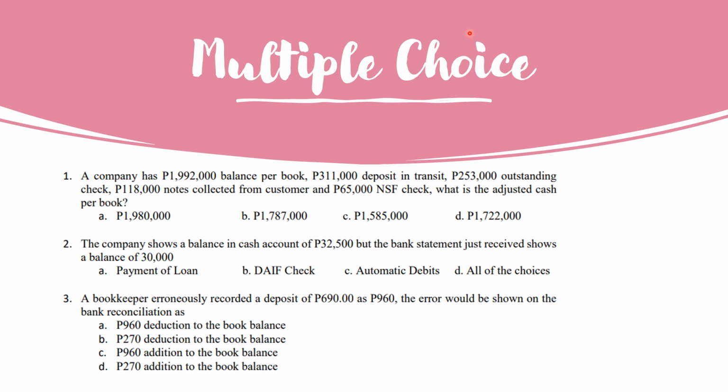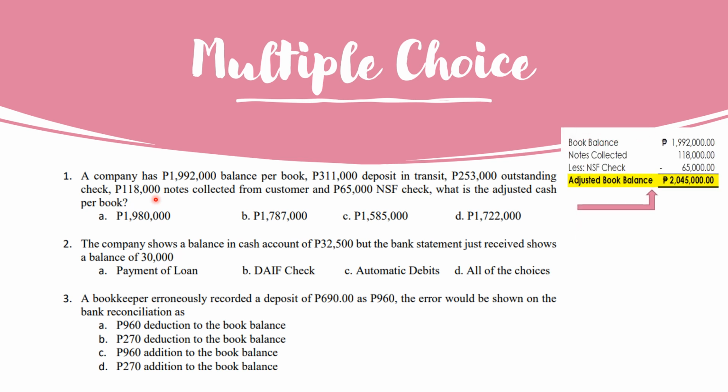Right, so number 1, the company has 199,200 balance per book, 311 deposit in transit, 253,000 outstanding check, 118,000 notes collected from customers, and 65,000 NSF check. What is the adjusted cash per book? So, tinatanong lang cash per book. So, kung cash per book, we need to ignore the deposit in transit and the outstanding check. So, anong gagawin natin?